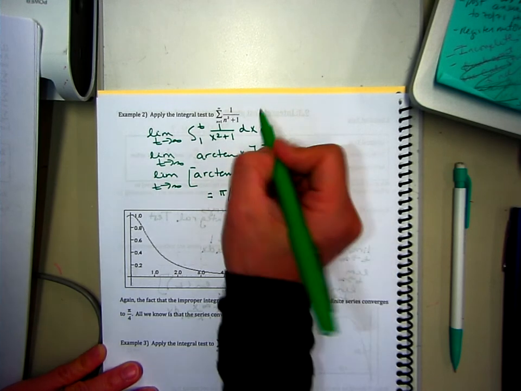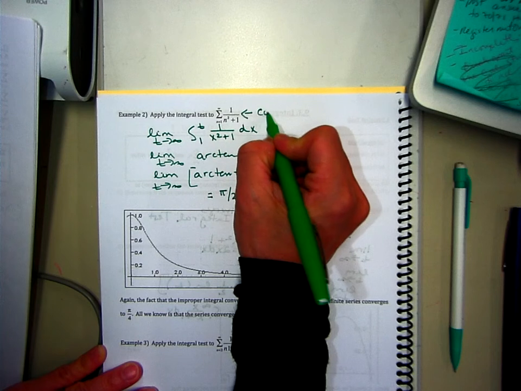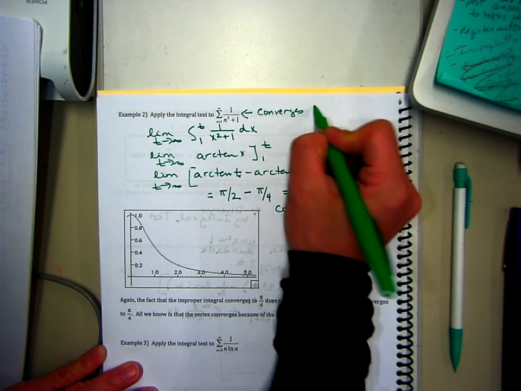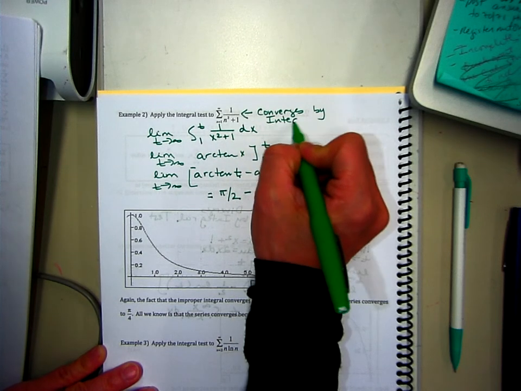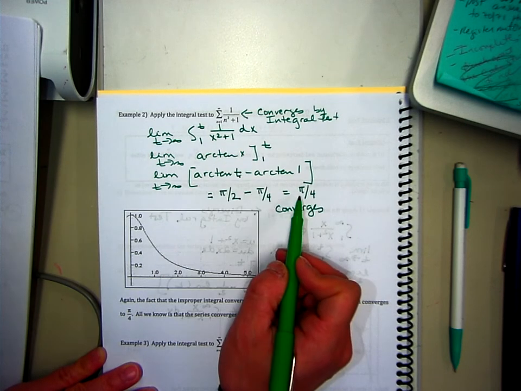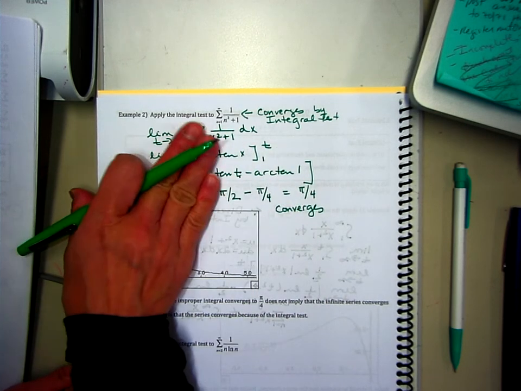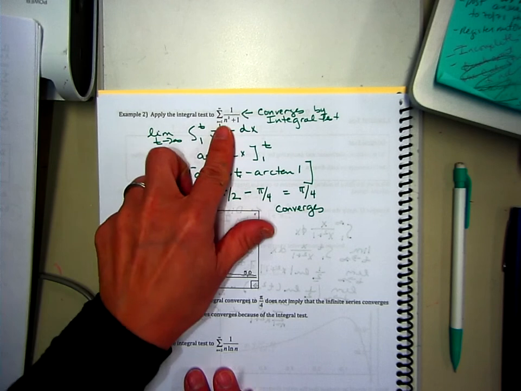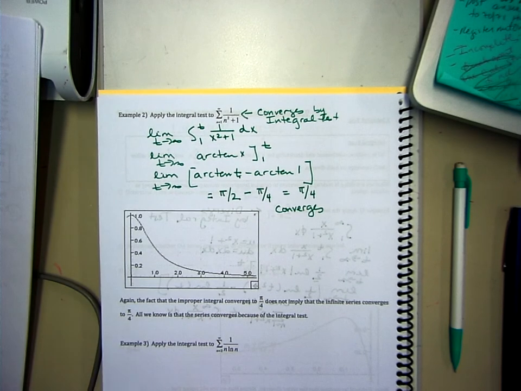So I can also say this series converges by the integral test. Again, it does not mean that the value of the series is pi fourths. We can just make the conclusion that it converges. Okay? We are not interested to see what the sum of this series is.